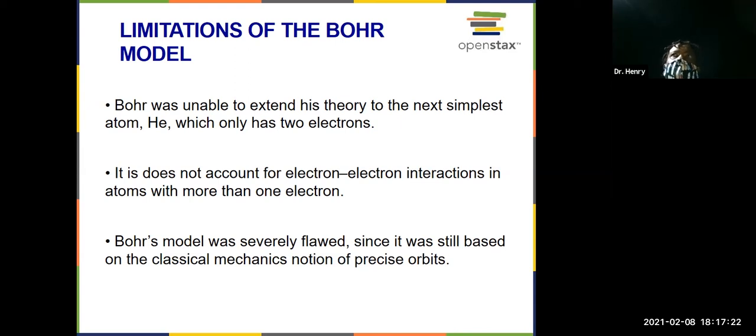So there's the electron-electron type of interaction that goes on. You have to account for those electron-electron interactions, and Bohr's model doesn't account for that. It only accounts for the electrons, and that's it. Nor does it account for neutrons. It accounts for the electrons and the protons being in the middle. That's basically it, okay?